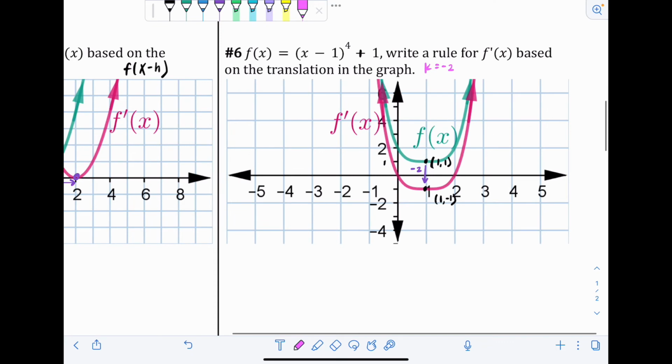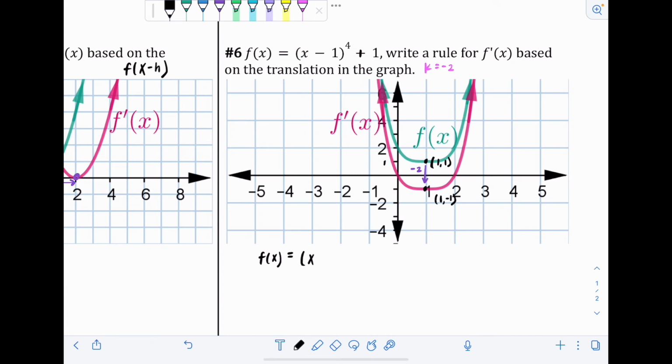And then we'll start the same way. We'll write our original function. So f of x equals (x minus 1) to the fourth, and then plus 1.